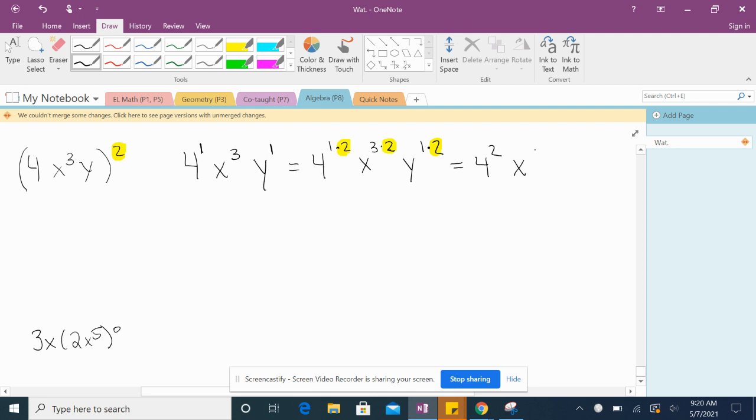I keep my base of x to the sixth because 3 times 2 is 6.